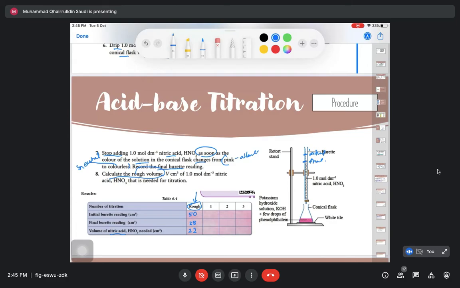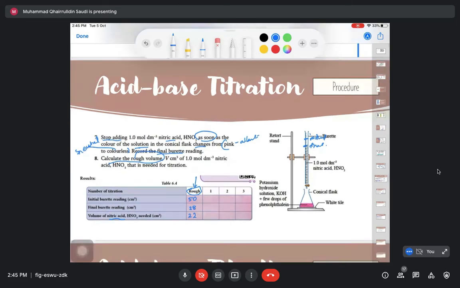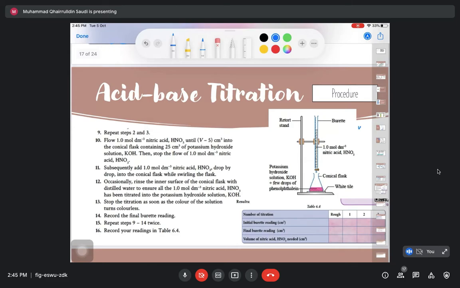So now kita dah dapat rough reading. Okay. Next, what should you do? You will have to repeat steps 2 and 3. Okay, you have to repeat. Kita akan buanglah this solution and we will measure balik 25 cm cube of potassium hydroxide masuk balik dalam tu. Okay, and then sekarang ni kita akan buat balik. Ulang balik prosedur tu. We will now flow 1.0 mol per dm cube of nitric acid. Kita boleh buka laju-laju sikit. Okay, 28 tadi. Bukan, 22 tadi kan? Okay, minus 5. Berapa? 18.